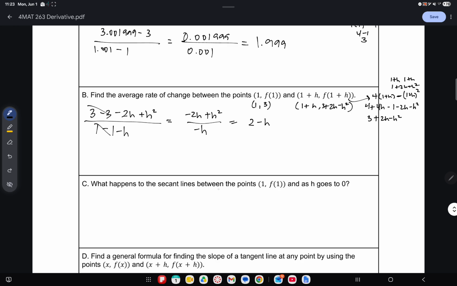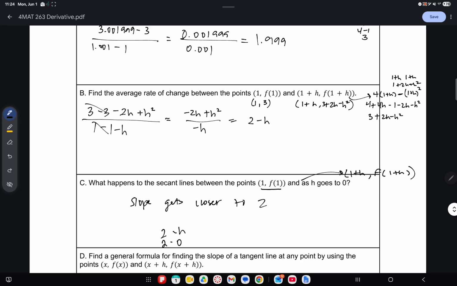So what happens to the secant line between the points? Oh, and there's a typo here. We should have this point and this other point here, (1 plus h, f of 1 plus h), as h goes to 0. So as h goes to 0, that slope gets closer to 2, right? Because it's 2 minus h. And if h is getting closer and closer to 0, the slope is getting closer and closer to 2.